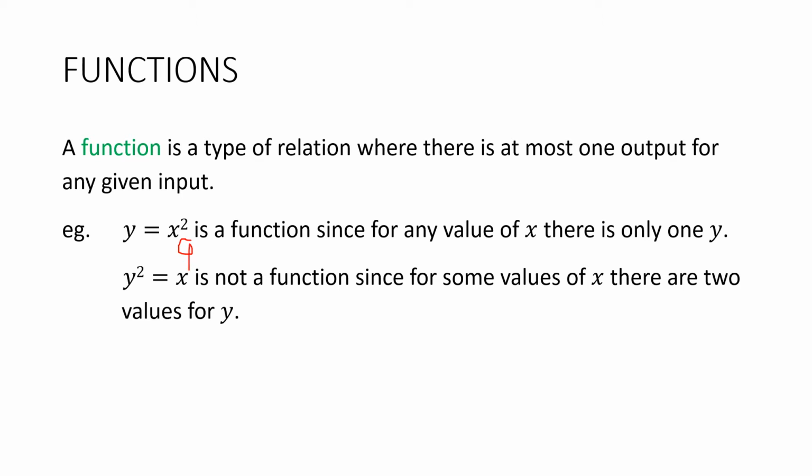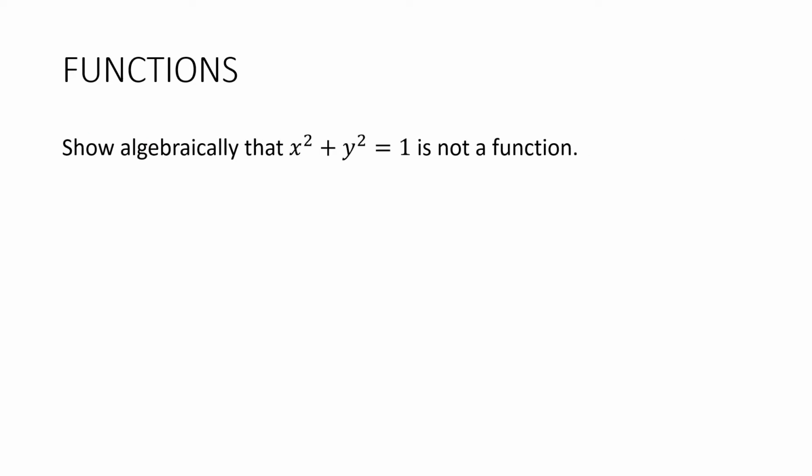So can you think of two answers that, when I square them, will give 9? You can, can't you? There's plus 3 and there's minus 3. Both of those will give 9 when they're squared. So this isn't a function. We can show algebraically that x squared plus y squared equals 1, for example, is not a function.